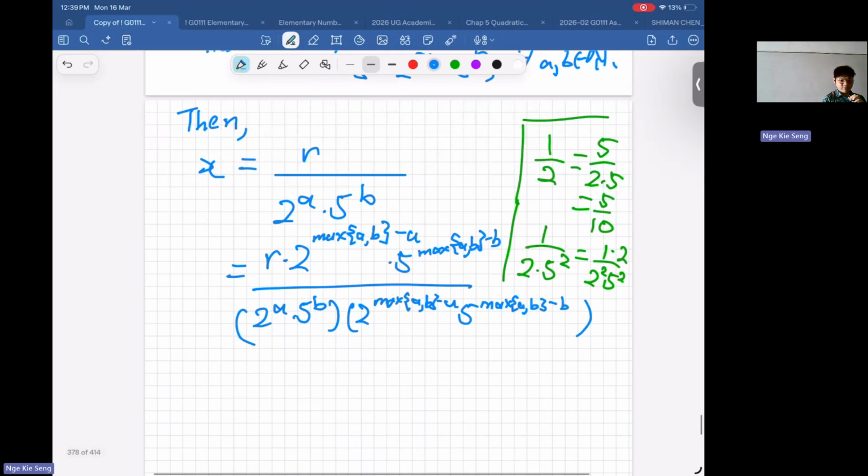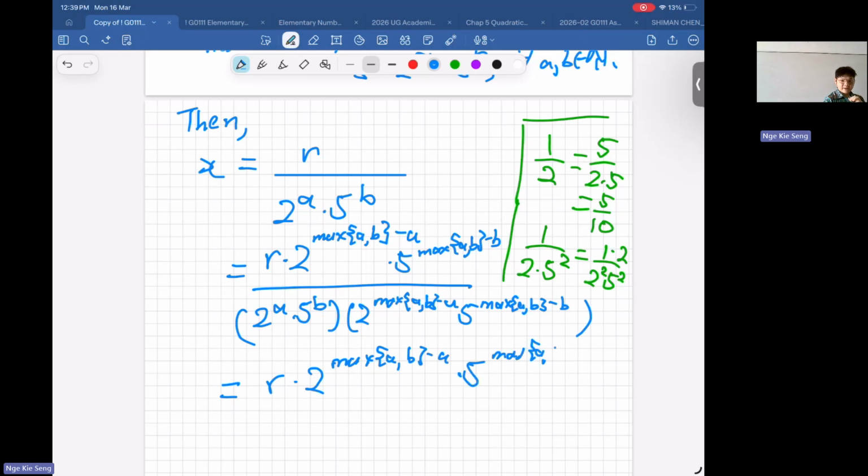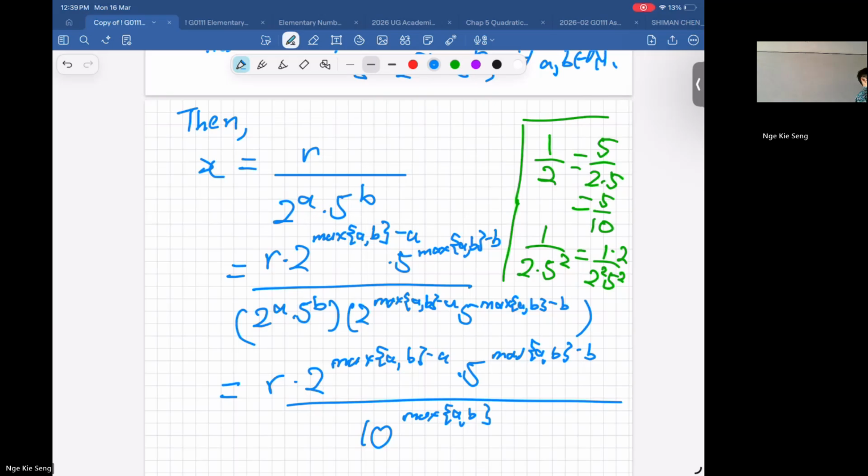So in this case here, we already write it as r times 2 to the max of a, b minus a times 5 to the max of a, b minus b over 10 to the power of max of a, b. Does it make sense? Okay. So from here, can you see that this is already a finite decimal expression?